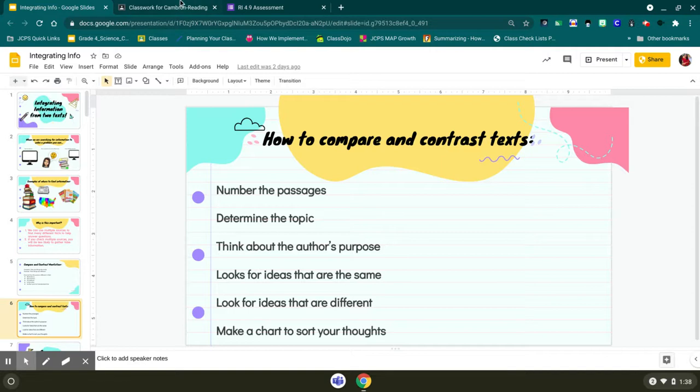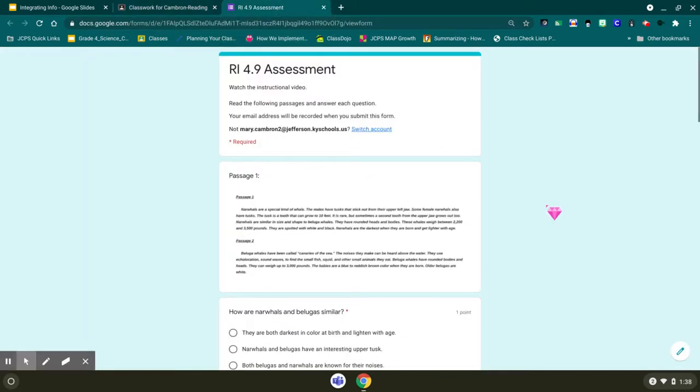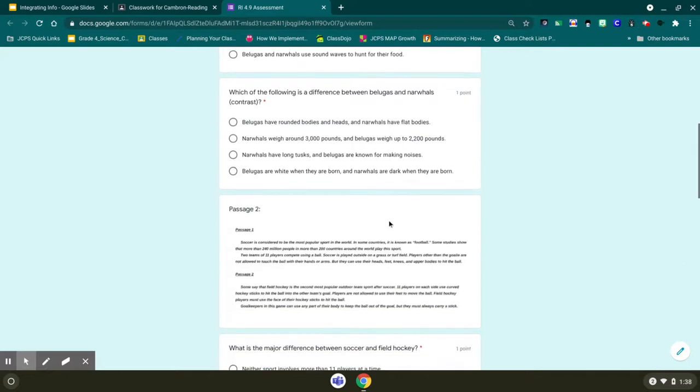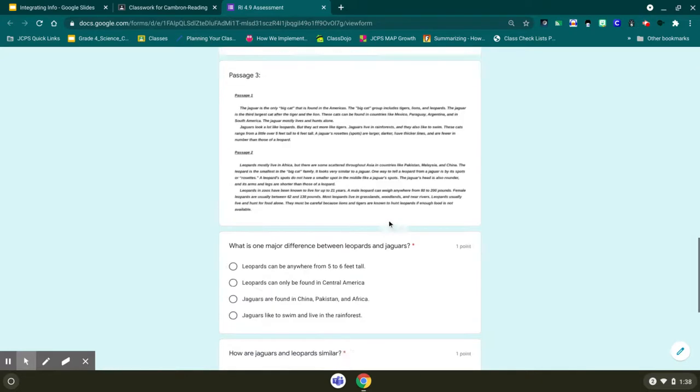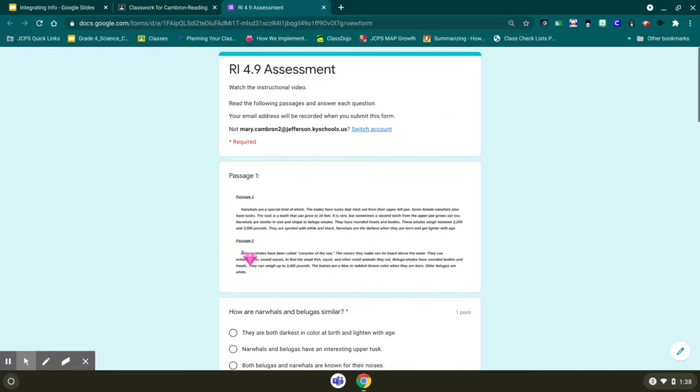So today, fourth graders, in your reading classroom, you are looking for something called Friday RI 4.9 assessment. That is the standard we are working on. So when you open it up, you will see that you have three passages to read. And in each passage, you have two paragraphs. Now, they are both going to tell you information that is similar, but just a little bit different.